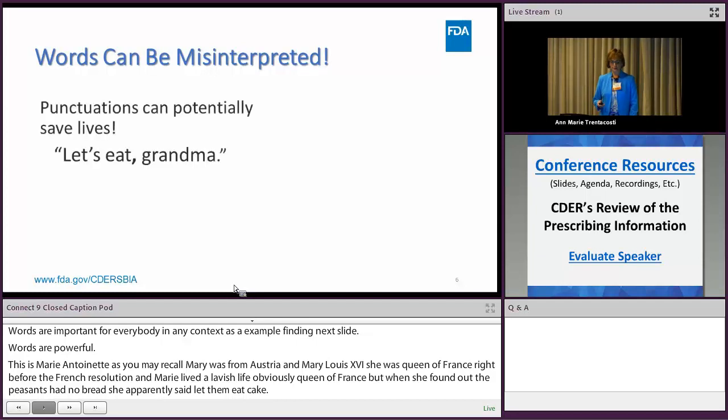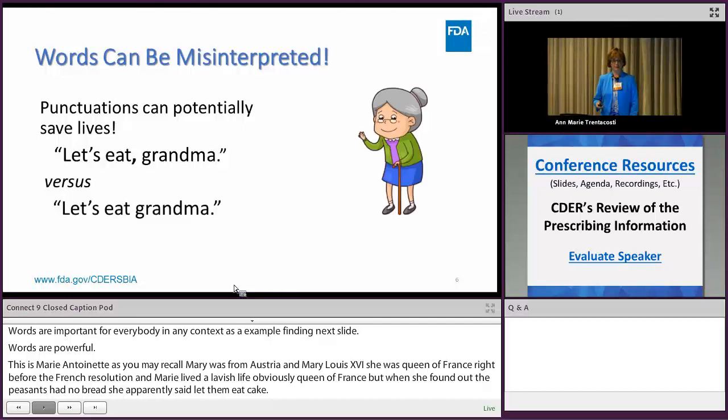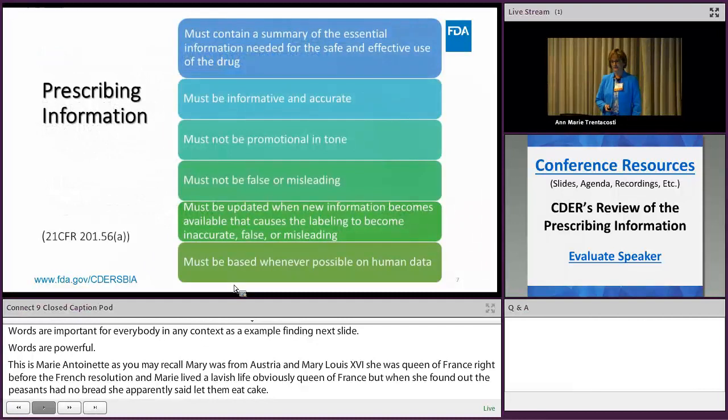So "let's eat, grandma" has a very different meaning than "let's eat grandma." So in this case, the comma can be life-saving. So now that we're all on the same page, we all understand how important words are in communication, let's talk more about the prescribing information.